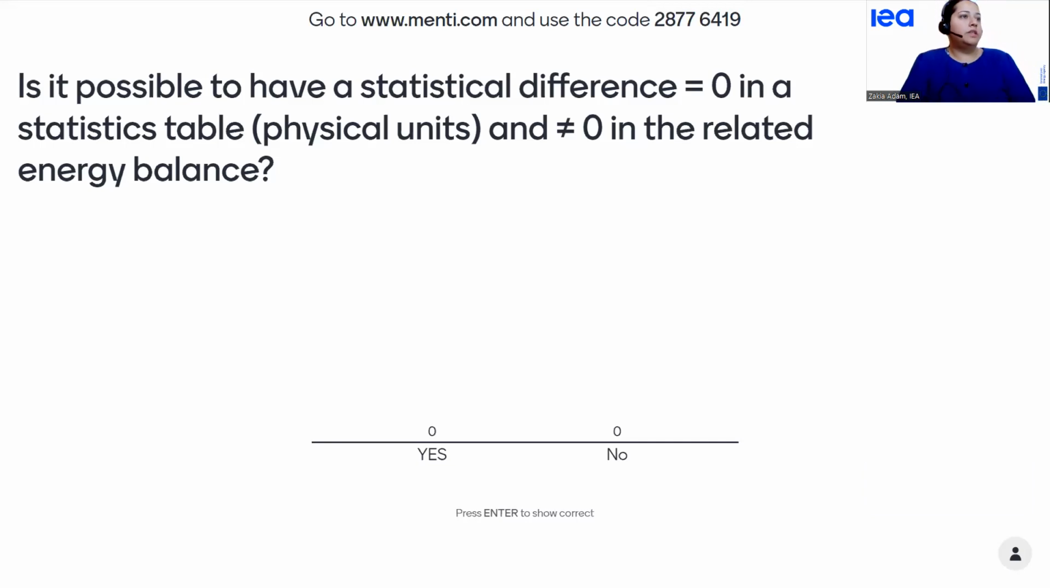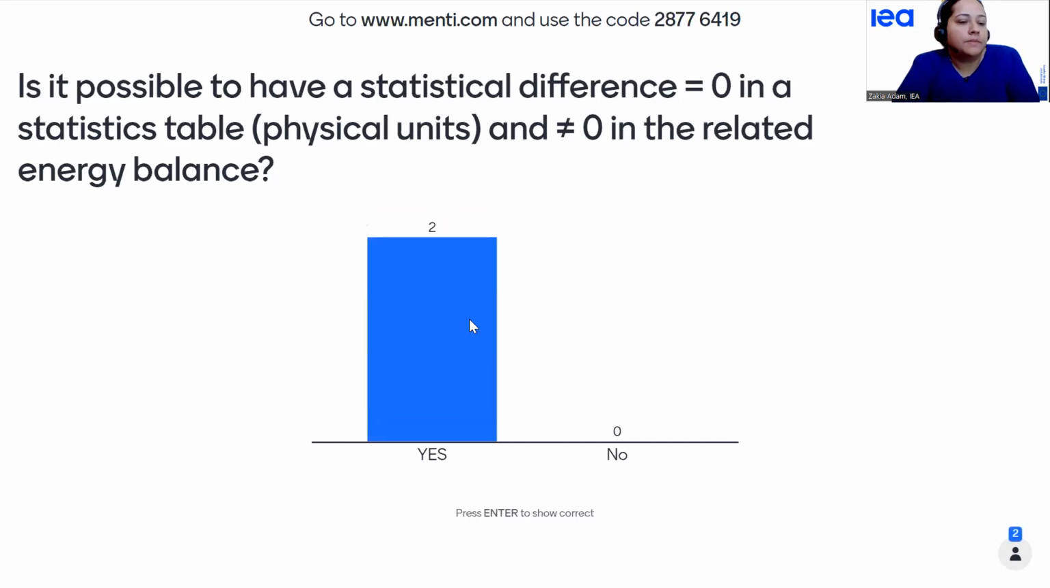So the first question: is it possible to have a statistical difference which is 0 in a statistics table in physical units and which is not 0 in the related energy balance? So please think about it.